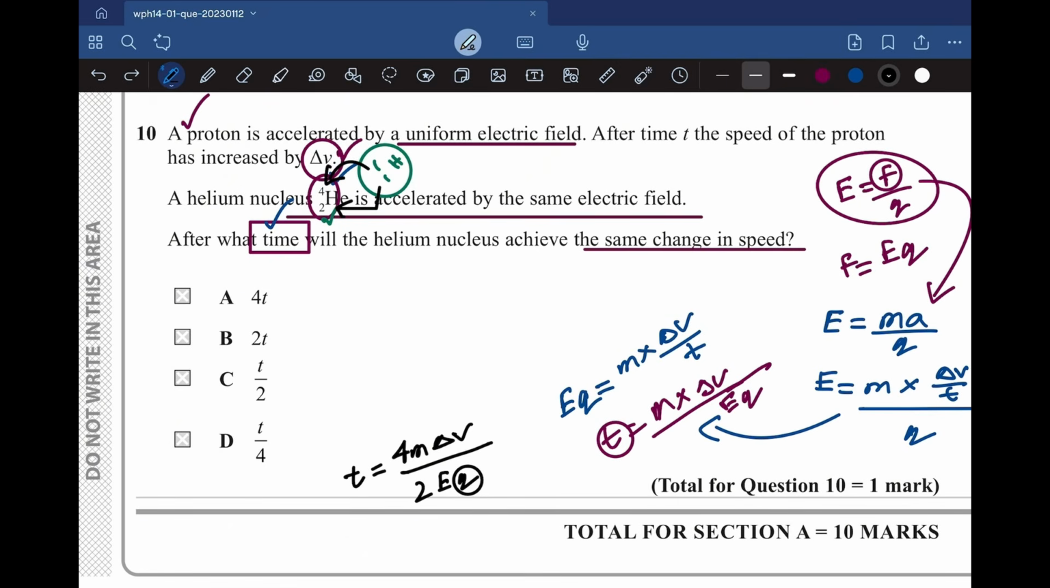Now we can say that m, del v, and Eq have remained the same, just there is a difference of 4 by 2. So t is equal to 2 into this value, which is the same as the previous t. So we can write 2 into t. The new time is 2 times the previous time. So our correct answer will be B.